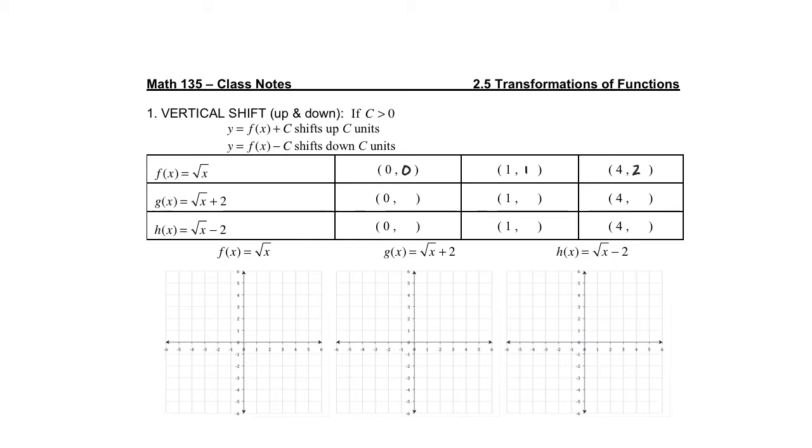Now let's look what happens. Here, I'll just graph that really fast. Let's see, 1, 1, and 4, 2. All right, so there's our parent function of a square root.